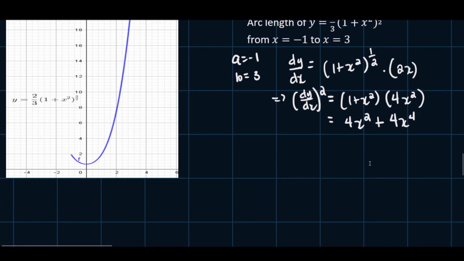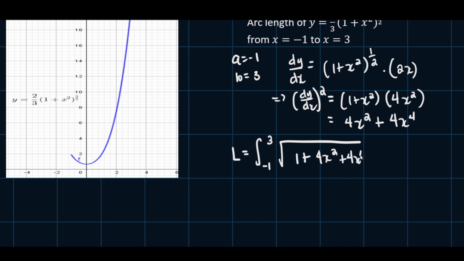And we are now ready to set up the integral that will give us the arc length. So this one would be the definite integral from -1 to 3 ng 1 plus dy over dx squared. So, plus 4x squared plus 4x to the fourth dx. Now, this may look intimidating at first, but note that this one is actually (1 plus 2x squared) squared. So, yung entire thing, kapag ginawa natin yung square root, matatanggal lang yan.